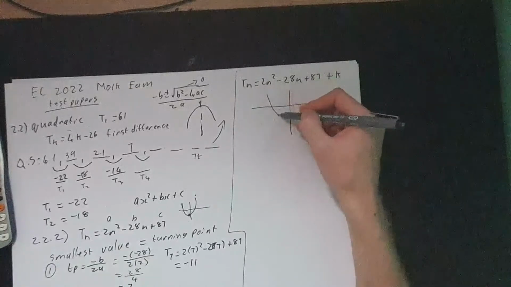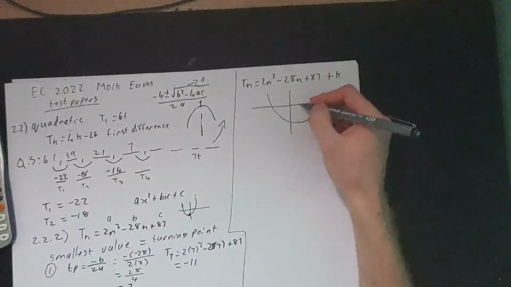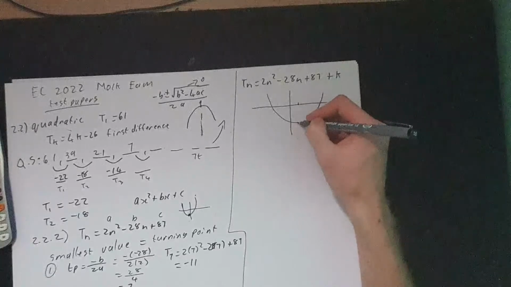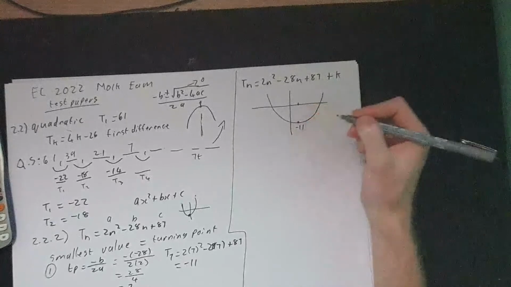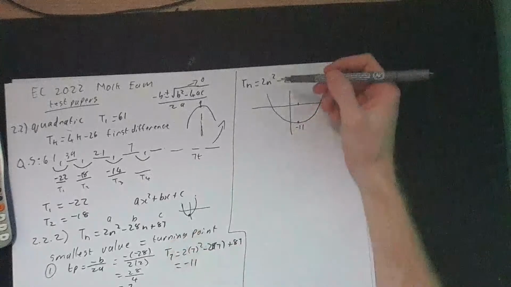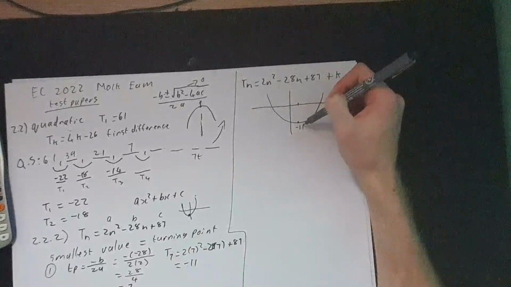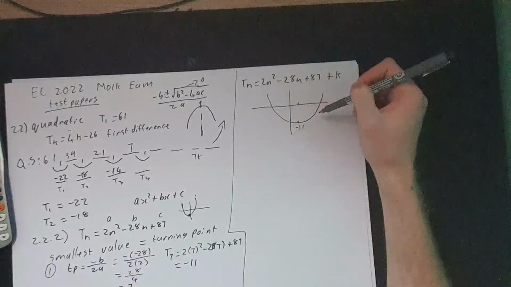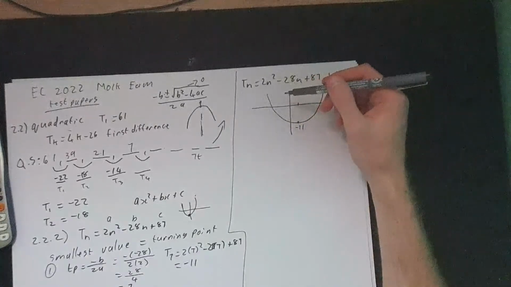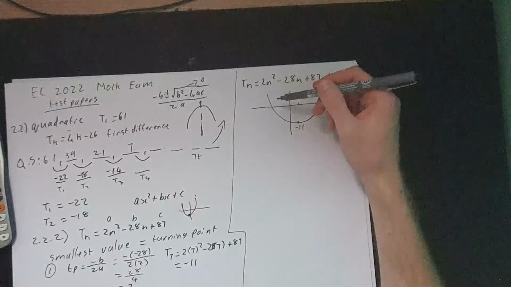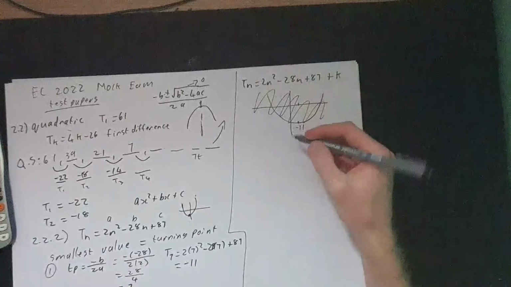happens in the 7th term, so at 7, at negative 11. Okay, so let's think about it. I want all my terms that follow this to be positive. This is not drawn to scale. Why? Because my cutting point is at positive 87. So let's draw this to make it look a little bit better.